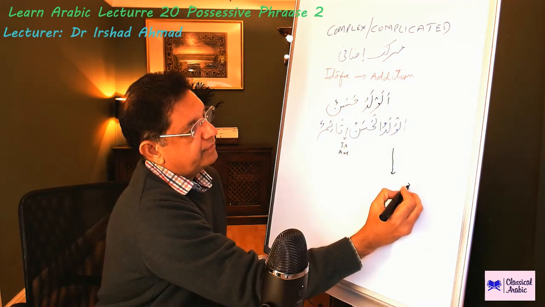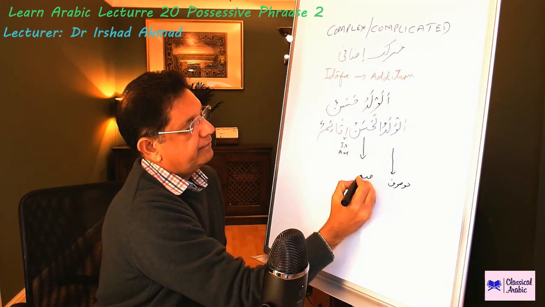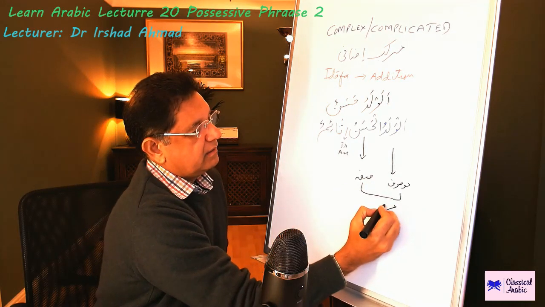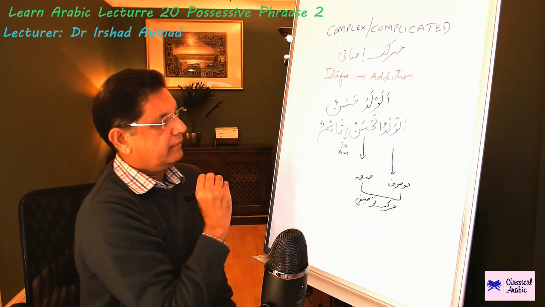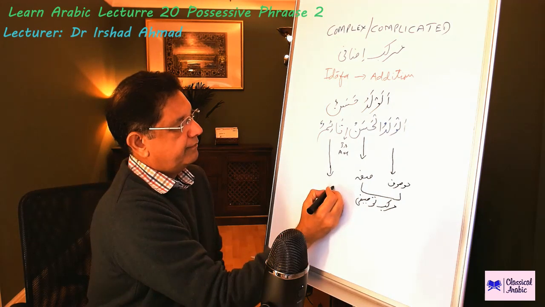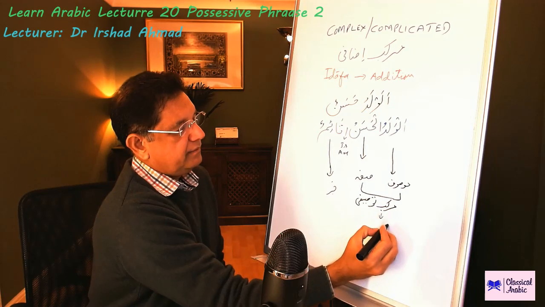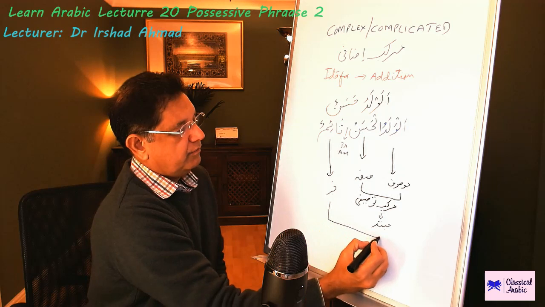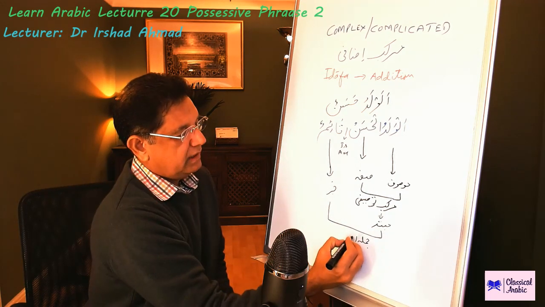Mawsuf, we have Sifa. Mawsuf and Sifa combine to make Murakkab Tawsifi, and then we have Khabar. Murakkab Tawsifi is our Mubtada. We have Khabar here. Mubtada and Khabar combine to make Jumla Ismiya Khabariya.